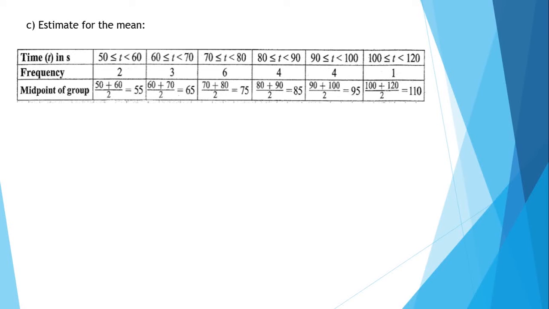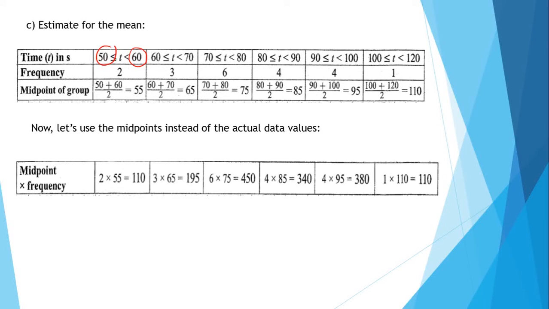Estimate for the mean. At first we should find the midpoint of each group by adding together the highest and lowest values and then dividing by 2. Now let's use the midpoints instead of the actual values. For example, 55 repeated 2 times. It means that we should multiply 55 by 2. Here we have 110. Then 65 repeated 3 times. So 3 times 65 equals 195. And so on for each group.